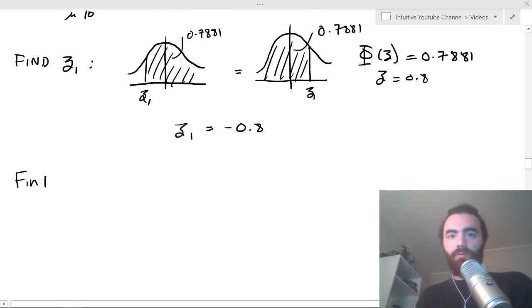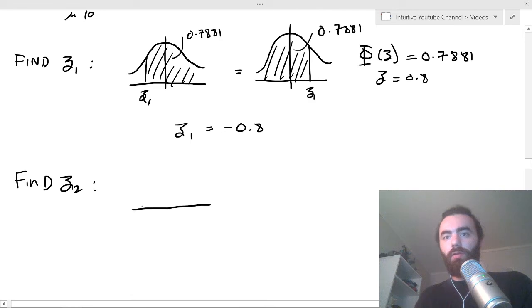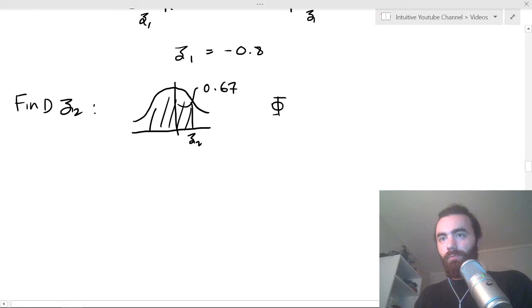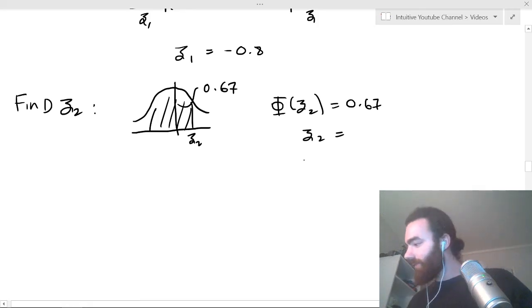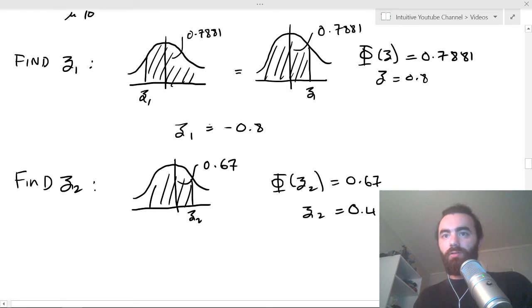Now let's find z2. Well, z2 is from here, where you can see that z2 is just going to correspond to the area of 0.67, but we can draw that out as well if you want. So our z2 will just be, what is the z value which corresponds to this area, 0.67? If you look it up on your table, it's going to be 0.44. So now you've found your z2 and your z1.